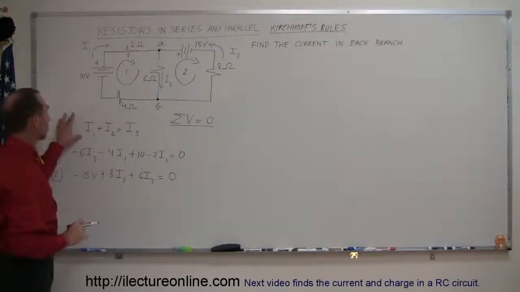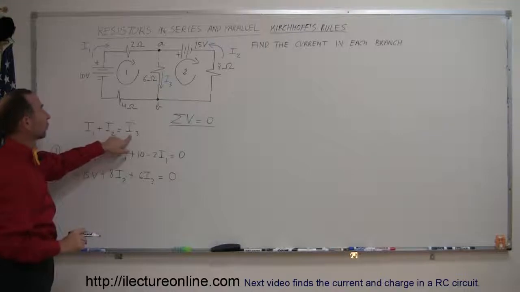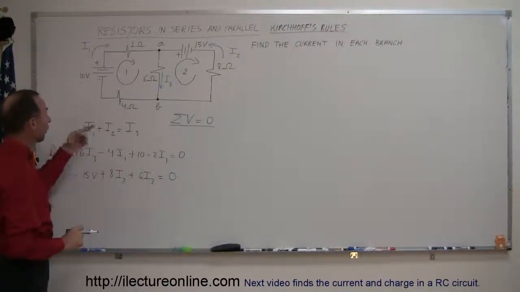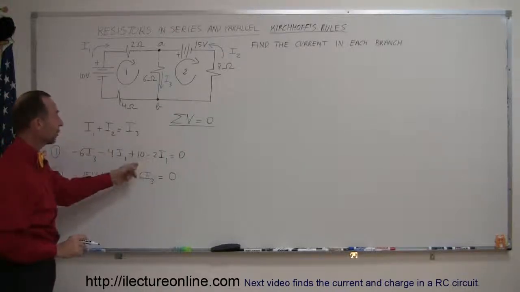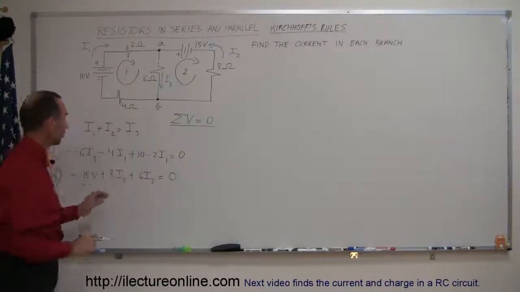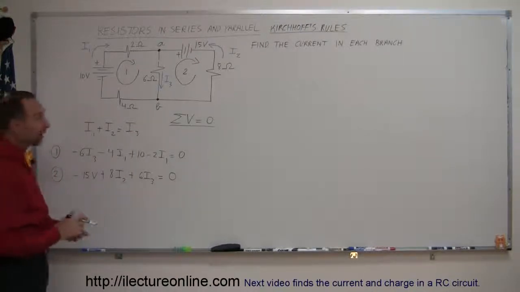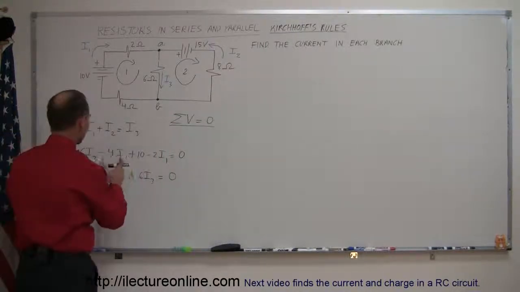So I use Kirchhoff's rule number 1: the sum of all the currents entering a branch equals the sum of all the currents leaving the branch. And then I use rule number 2 twice around 2 loops: the sum of all the voltage rises and drops around any loop should add up to 0. I do that twice, and now I have 3 equations and 3 unknowns, and I'm now ready to solve for the currents. Before I do that, I may want to simplify things just a little bit.